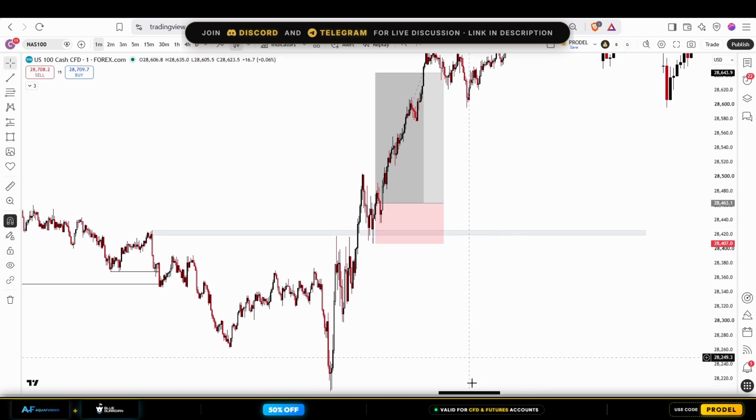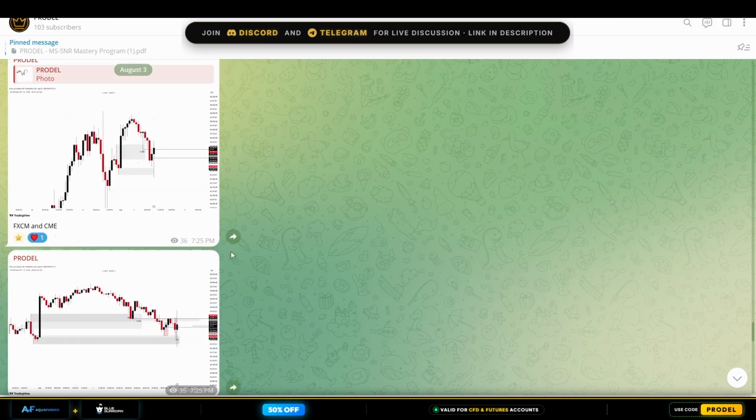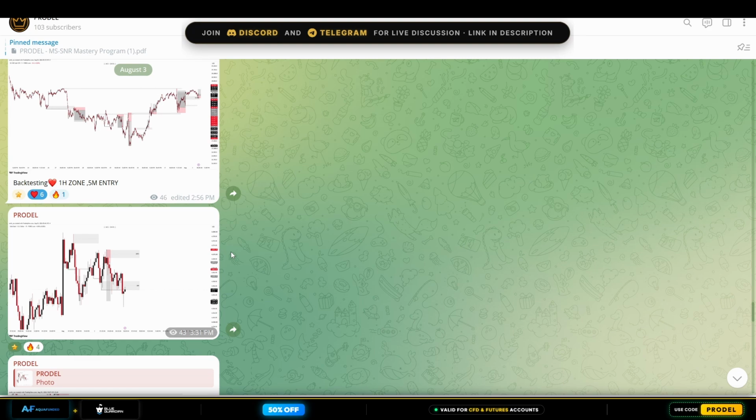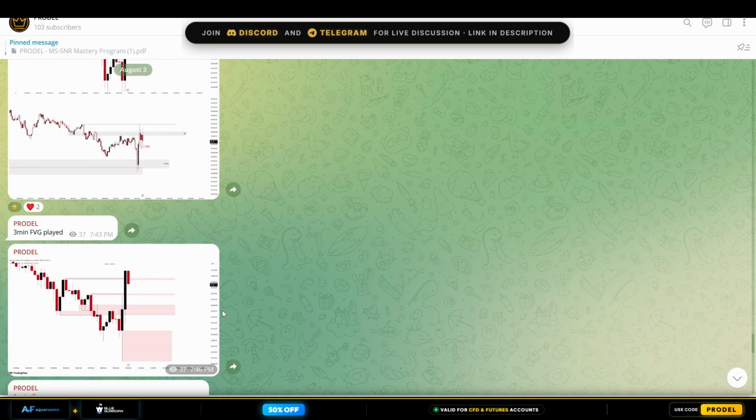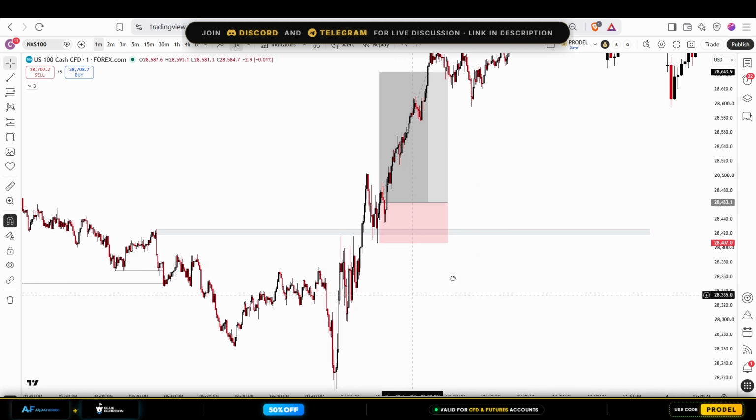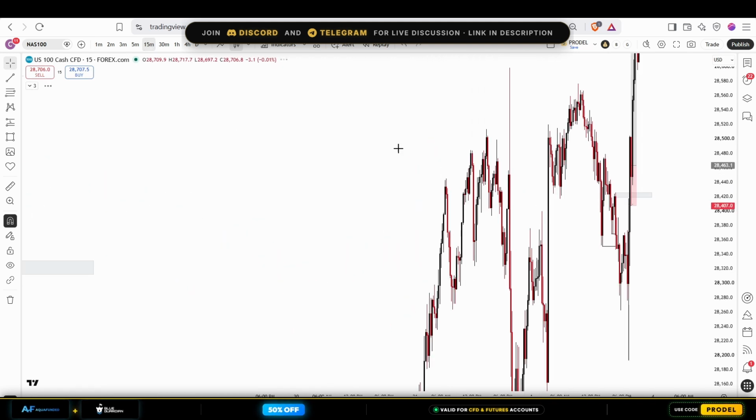I'll also break down all the trades that my Telegram members took, and you can see gold trades and every trade. I already gave the signal of this trade. You can also join the Telegram for daily trade analysis, and let's break down this trade.